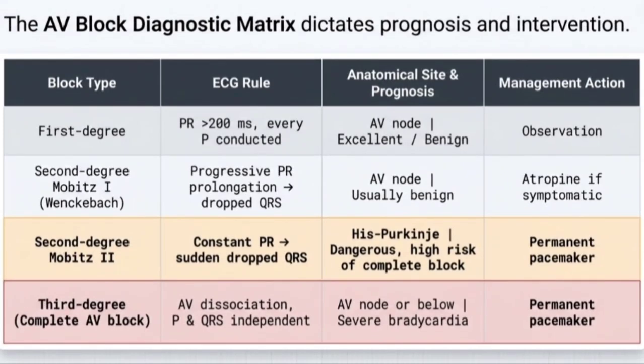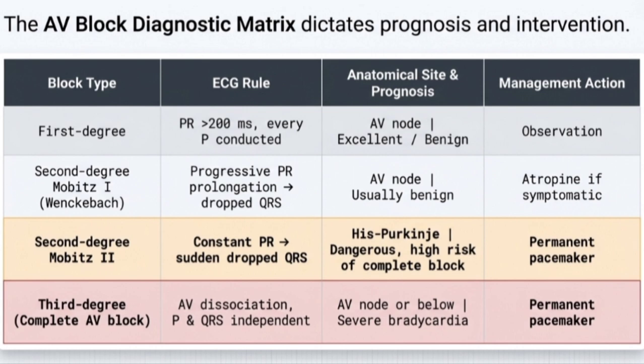The AV block diagnostic matrix dictates prognosis and intervention. In first degree, the PR interval is more than 200 milliseconds. In second degree Mobitz 1, there is progressive PR interval prolongation and then a dropped QRS. In second degree Mobitz 2, there is constant PR and a sudden drop of QRS. And in third degree, there is AV dissociation or complete AV block. P and QRS are independent.